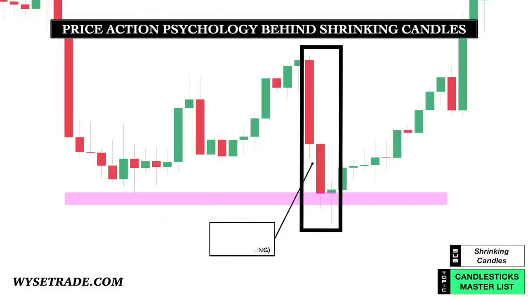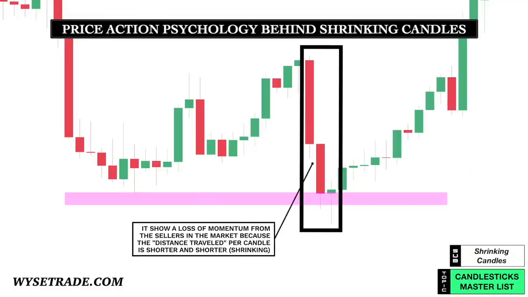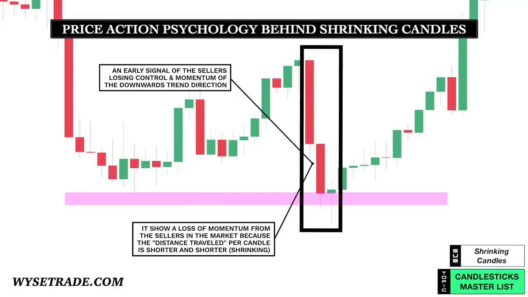It shows a loss of momentum from the sellers in the market because the distance traveled per candle is shorter and shorter and is an early signal of the sellers losing control and momentum of the downwards market direction.